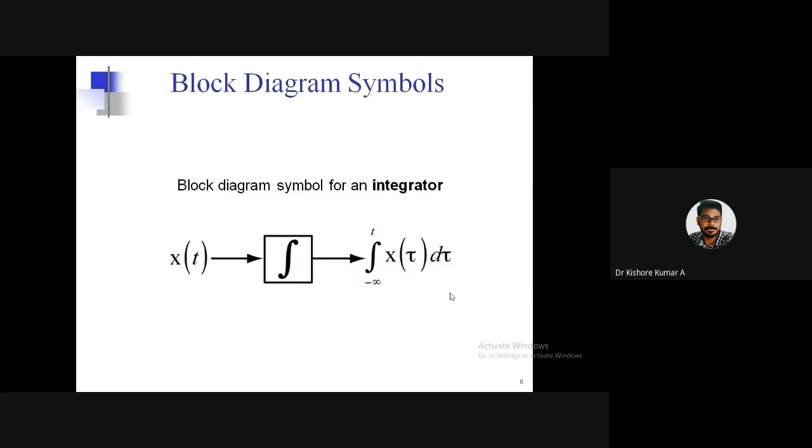And here is the block diagram symbol for an integrator system. For the integrator system, we have the input signal x(t) and the corresponding output signal, and the system can be represented by the integration symbol. Finally, you have the system output, the integral from minus infinity to t of x(tau) d tau. Based on the time constant, the time signals will be integrated. So this is the block diagram symbol for an integrator.